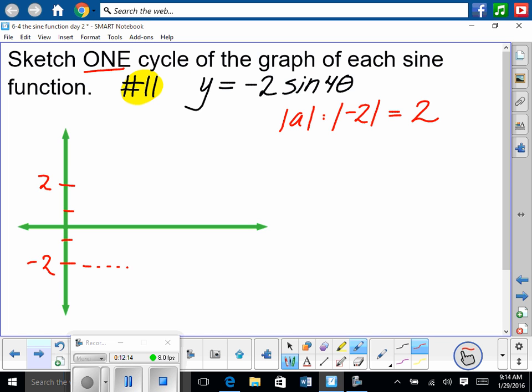And I like to draw in just some asymptotes so I know I've got to touch that but not go over that. So that's how high up and down. And then it says we're sketching one cycle. So I'm going to draw in a cycle next.